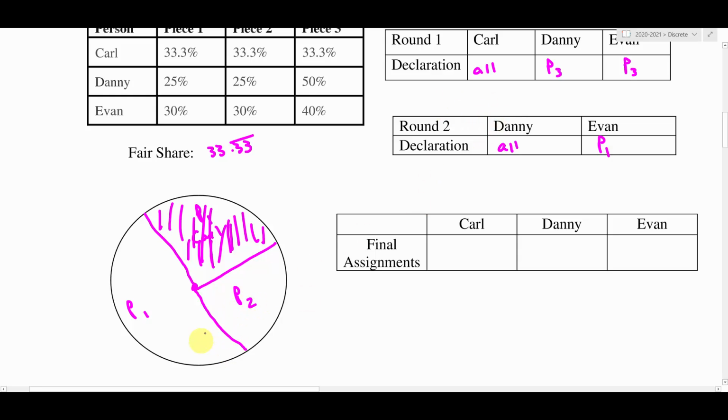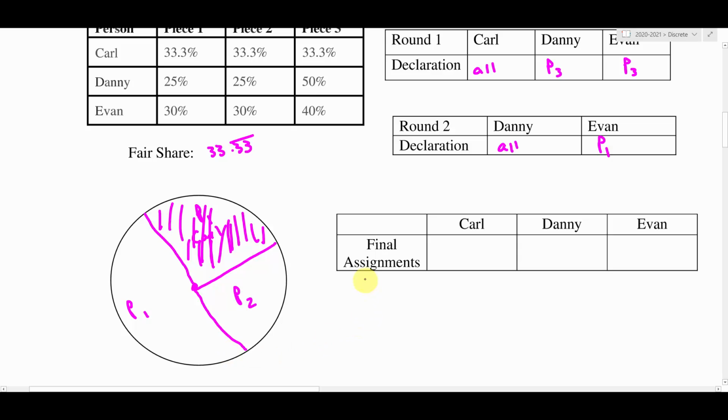For whatever reason, Danny finds these both to be equal in value. He has his reasons, I'm sure, but for me, I want that bigger piece, right? So that's what Evan would probably say. All right, so Evan's going to be okay with piece 1. Danny's going to be okay with either one of these pieces.